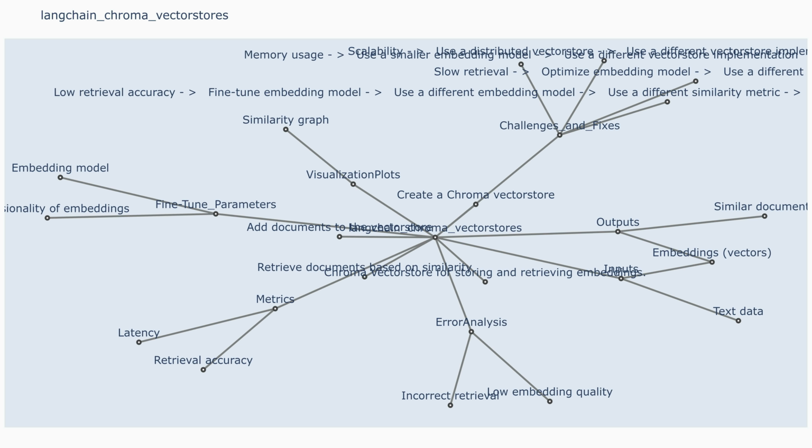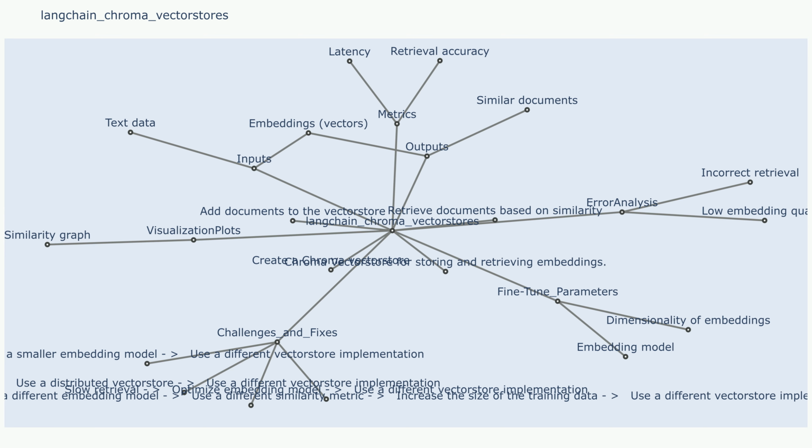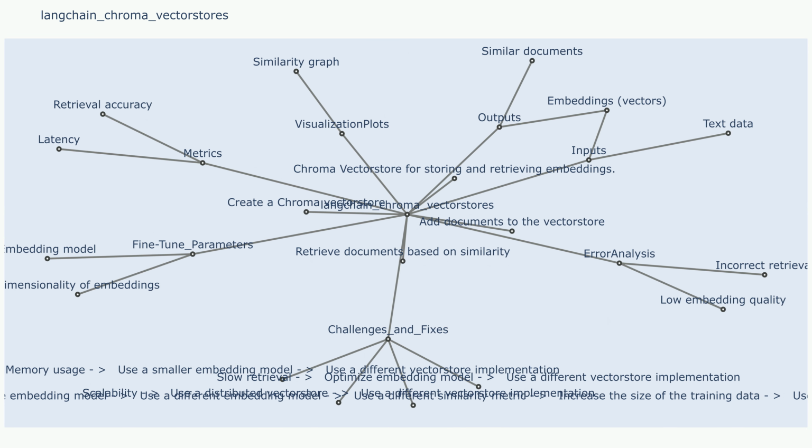Langchain Chroma Vector Stores. Langchain Chroma Vector Stores are a powerful tool for building search and question answering systems. They are designed for storing and retrieving embeddings generated from text data, enabling efficient semantic search and retrieval. Chroma leverages the FAISS library for efficient similarity search, enabling it to handle large datasets of embeddings effectively.